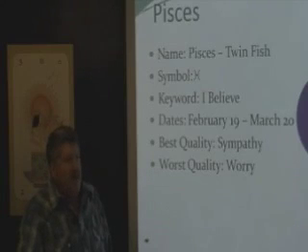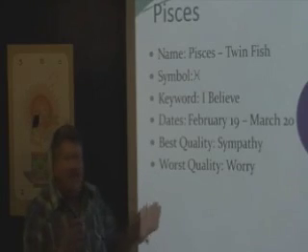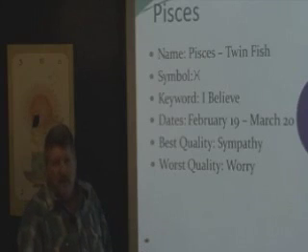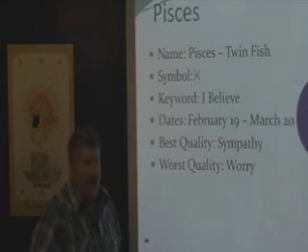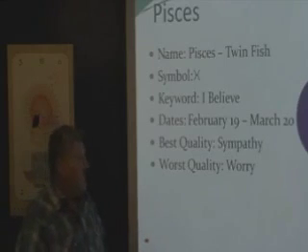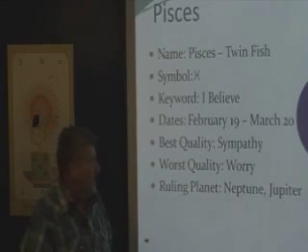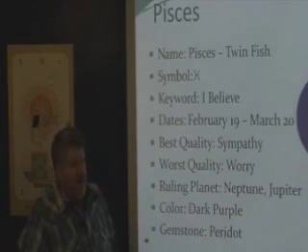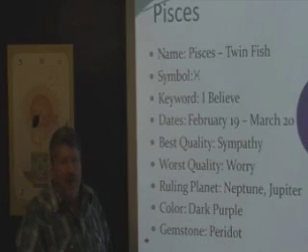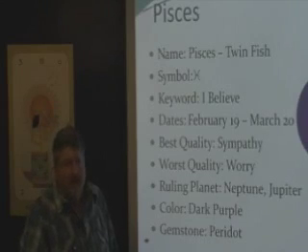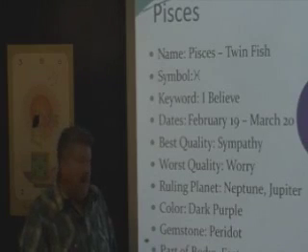Have you ever gone to the aquarium and watched a school of fish swim? They are in sync with one another, more so than water ballet, synchronized swimming. They are in sympathy with one another. Their worst quality is worry, especially when the sharks start coming around. Ruling planets are Neptune and Jupiter. The color is dark purple and the gemstone is the peridot. Also shells are considered to be ruled by Pisces. Part of the body, the feet. So we've gone from the head, Aries, to the feet.